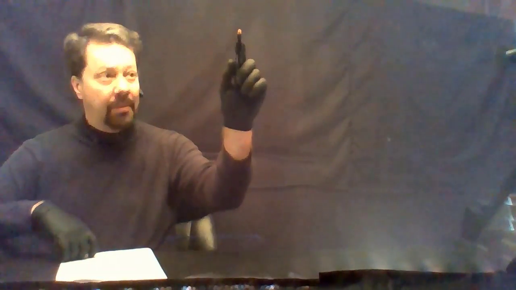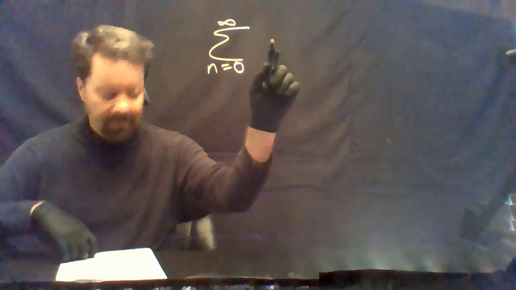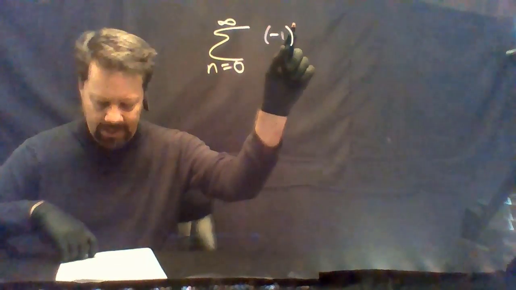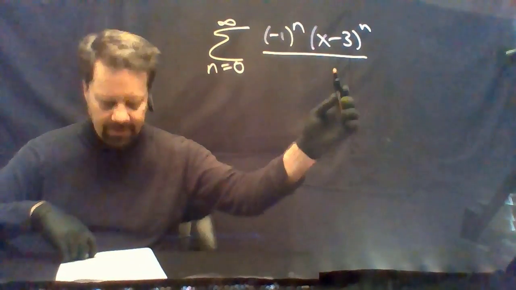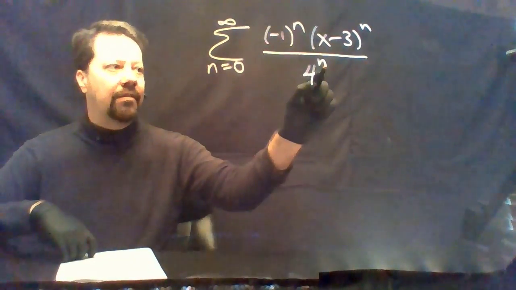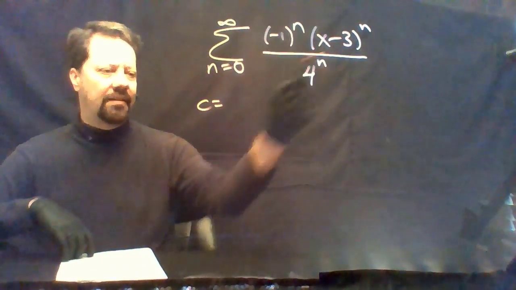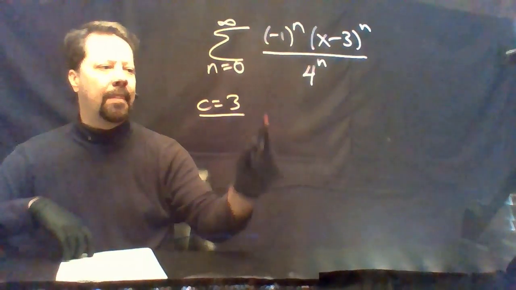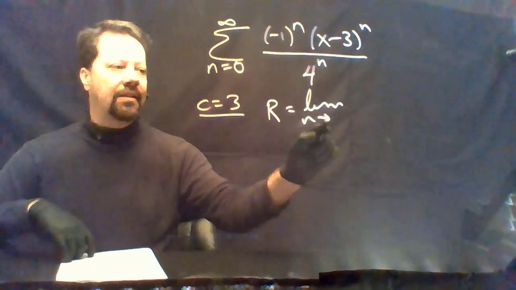On the next sequence of problems, we're asked to find the radius and interval of convergence for various power series. We'll begin with the sum as n goes from 0 to infinity, negative 1 to the n, x minus 3 to the n, divided by 4 to the n. The center is 3. The radius of convergence is the limit as n goes to infinity.